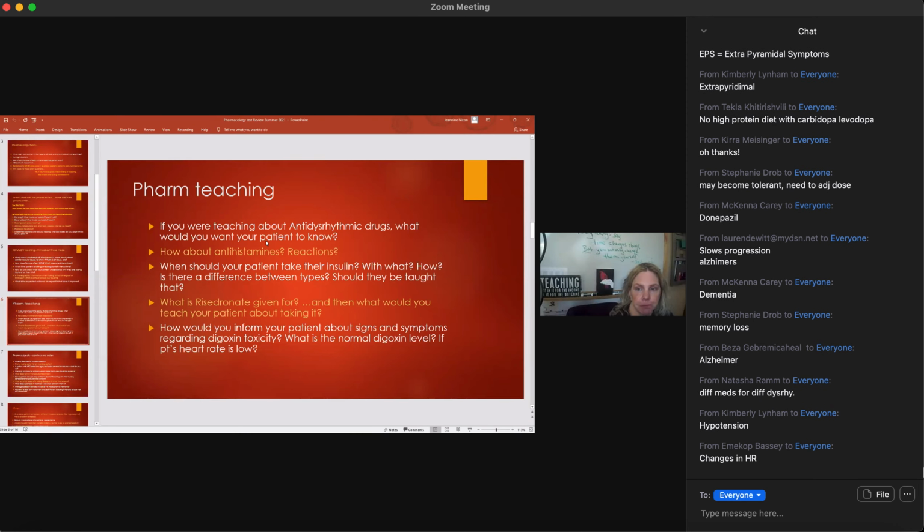Changes in heart. Orthostatic hypotension with beta blockers. Know that there's certain kinds that affect asthma or exacerbate it.